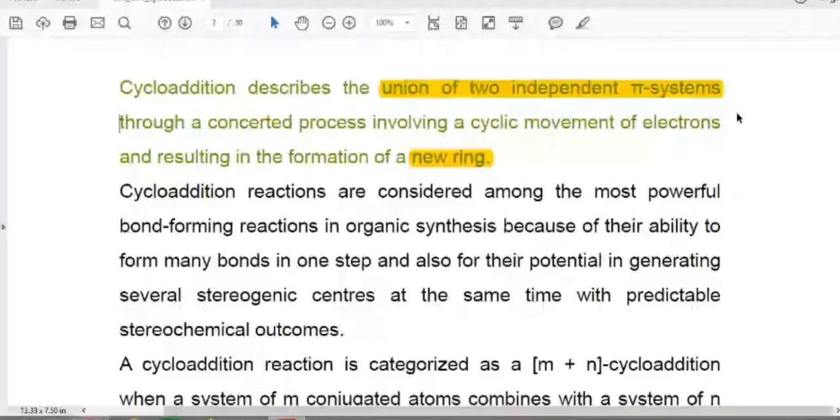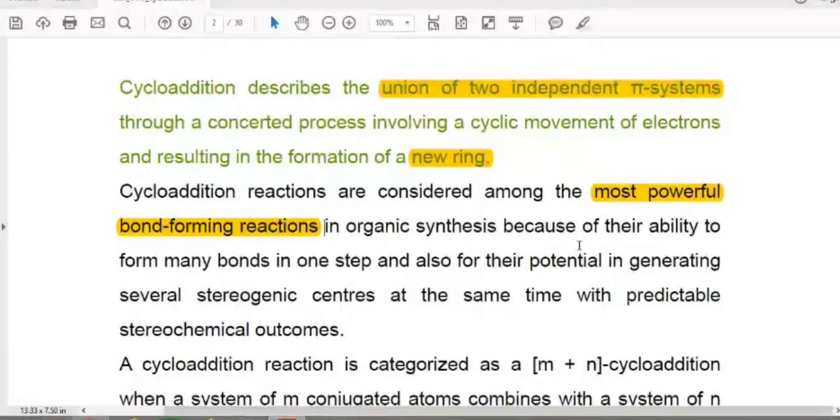Especially, a cycloaddition reaction involves two pi systems, that is two alkene systems, through a concerted process, nothing but the cyclic movement of the electrons in the pi systems to form a new ring system. This type of addition reaction is highly helpful to obtain different carbocyclic systems in synthetic chemistry. These are considered the most powerful bond forming reactions.